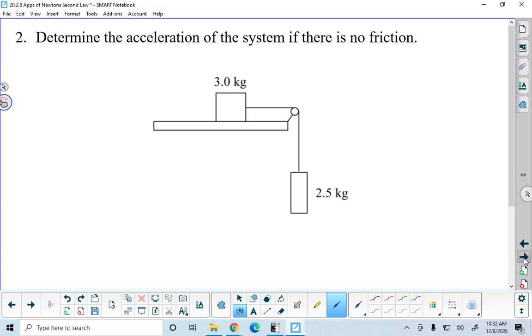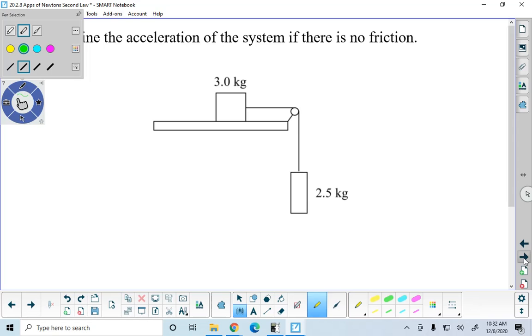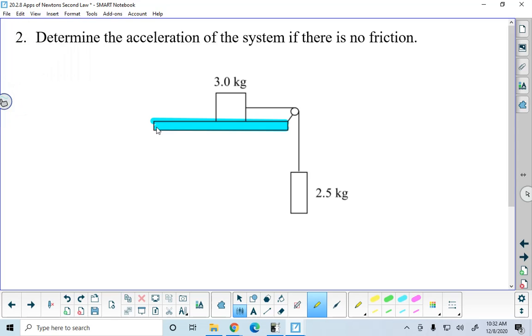So when we take a look at this, the horizontal piece here is a tabletop. I didn't draw that in. It's not a hovering tabletop. It's not something that's defying the laws of physics, it's just a tabletop. And on top of the tabletop, we have a 3 kilogram mass. And there's no friction. And the question is, what's the acceleration of the various parts in this?